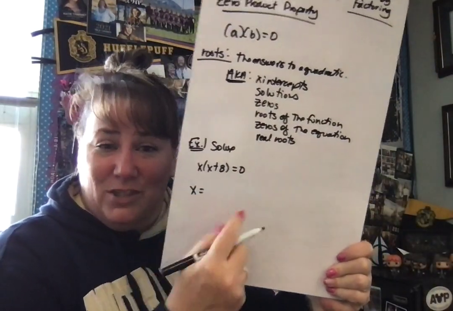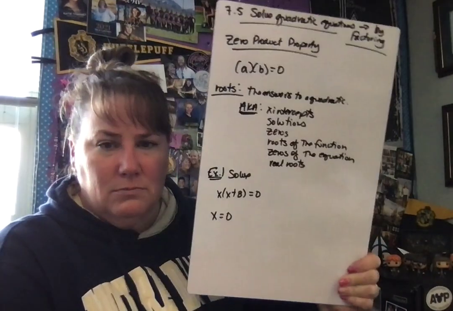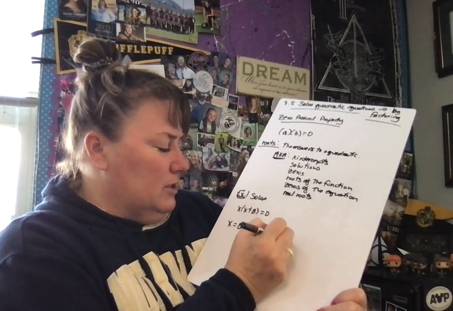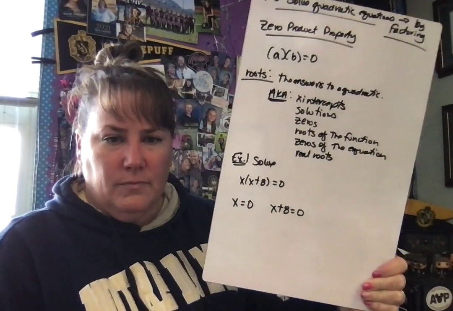Well, the first one, since it's just x, you're going to set it to 0. So we have x equals 0, which there's nothing to do there. And then x plus 8 equals 0. So that's already one solution.